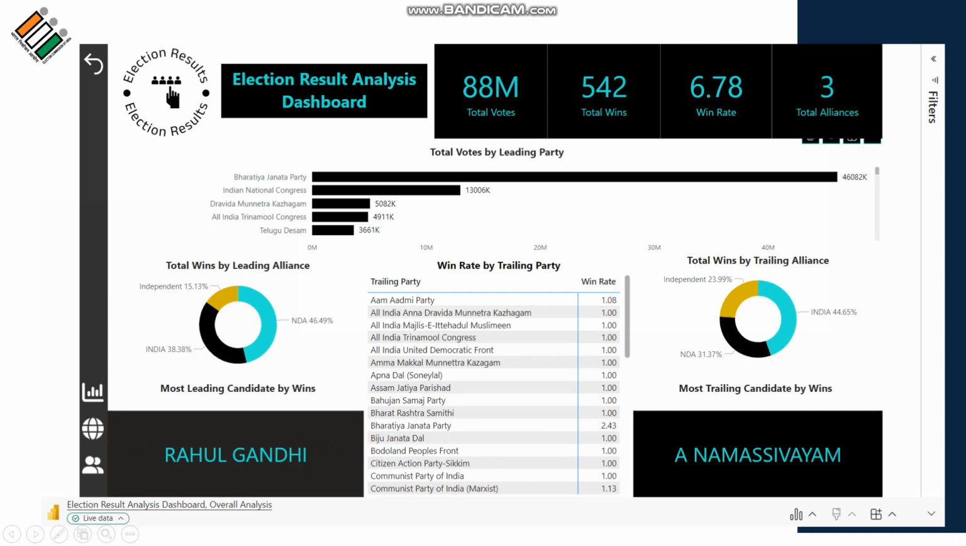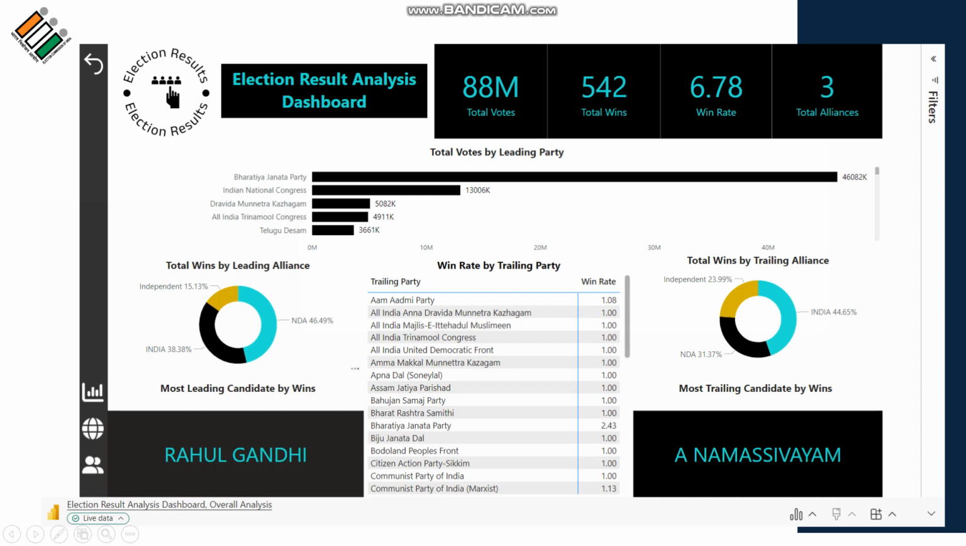Similarly, we have total wins by leading alliances and total wins by trailing alliances. This indicates the performances of these two alliances, providing insights into the competitive dynamic among parties. Win rate by trailing party. This visual gives us a better understanding of how trailing parties performed relative to their overall participation in the election.